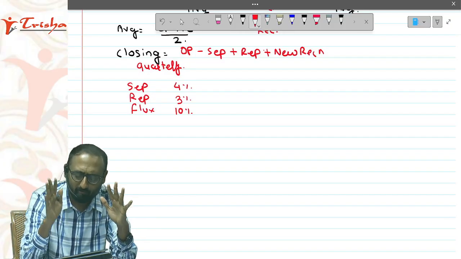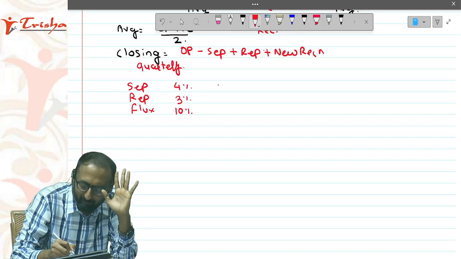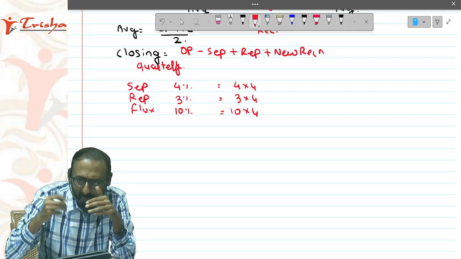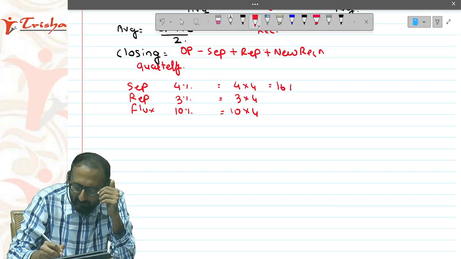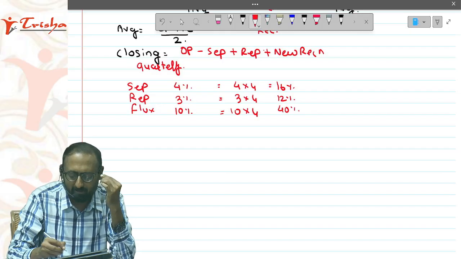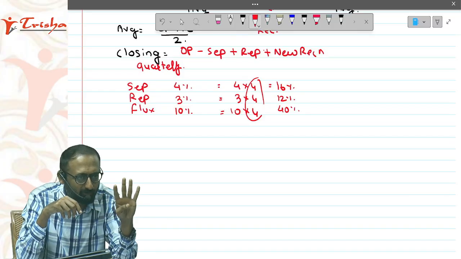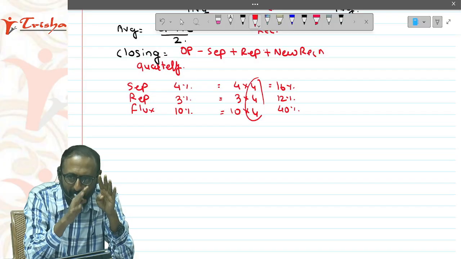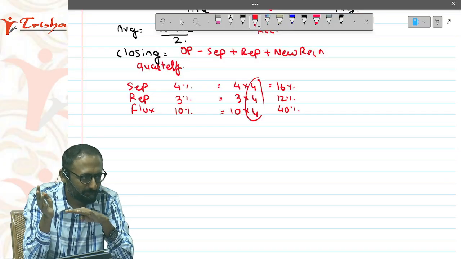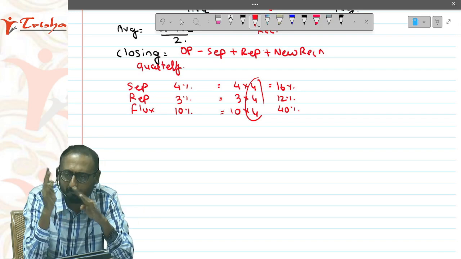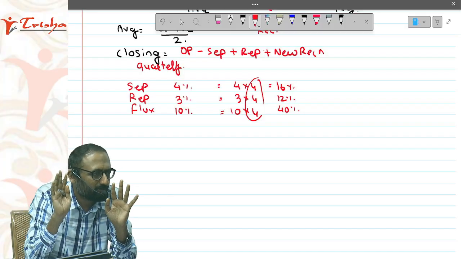In such a situation, you'll have to do a simple thing: 4 multiplied by 4, 3 multiplied by 4, and 10 multiplied by 4. So the equivalent annual labor turnover will be 16%, 12%, and 40%. What have I done, Sirji? What is this 4? In a year there are 4 quarters. So if per quarter it is 4, annual will be 16%. If per quarter 3, annual will be 12%. If per quarter 10, annual will be 40%. Is it clear to every one of you?